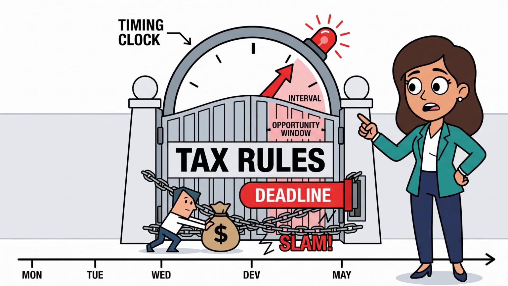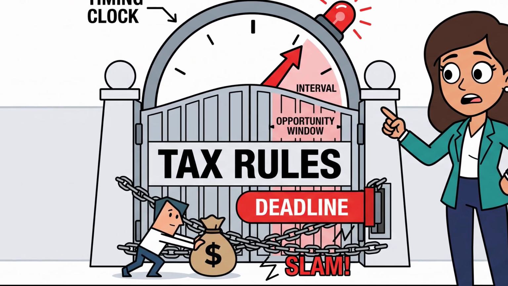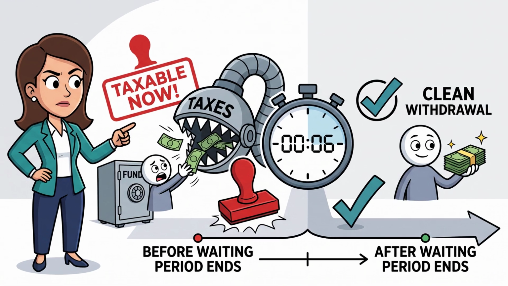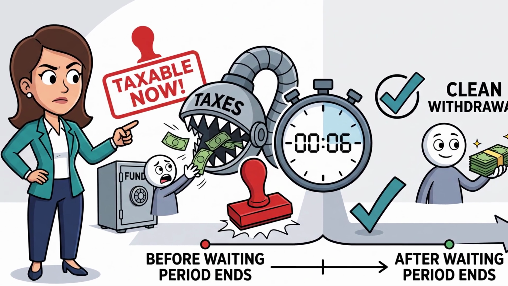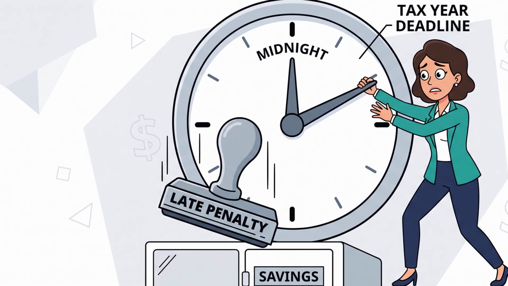The second practical question is timing. Many tax rules are not just about what you do, but when you do it. A transaction that is harmless in one year can be expensive in another. A withdrawal that is clean after a waiting period can be taxable before the waiting period ends. A conversion, contribution, distribution, sale, rollover, or account transfer can all create different outcomes depending on the calendar. This is why dates, tax years, account opening years, and transaction records matter more than most people expect.